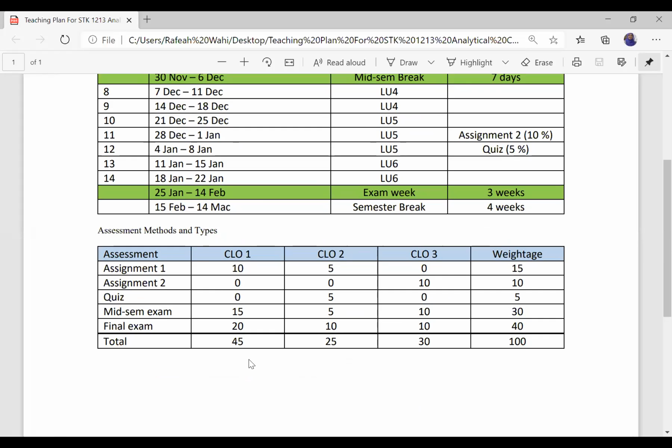As I mentioned just now, for the mid-semester exam, for example, you will be tested on CLO1 15%. Meaning to say that 15% of the questions will come from CLO1, which is to infer analytical chemistry principles to solve chemistry problems. And then CLO2 5%, CLO3 10%. So it's going to be 30%. Okay. Any questions on the midterm? Is it clear?